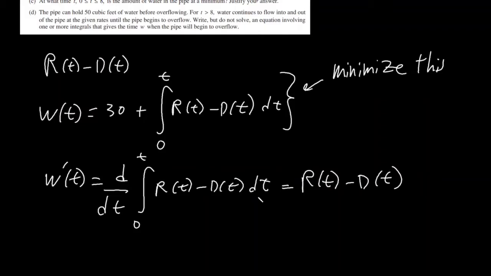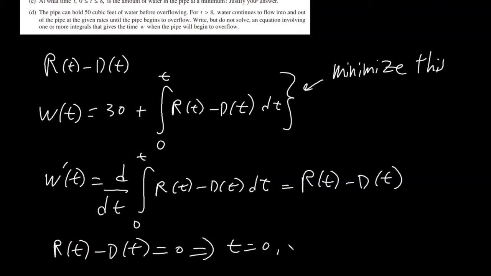Either way, we have this, and on a new line, we're going to set r of t minus d of t equal to 0. Then you evaluate this in your calculator to find where r of t is equal to d of t, or you can do r of t minus d of t equals 0. This works too. Either way, you put this in your calculator, and you get t equals 0 and 3.272.